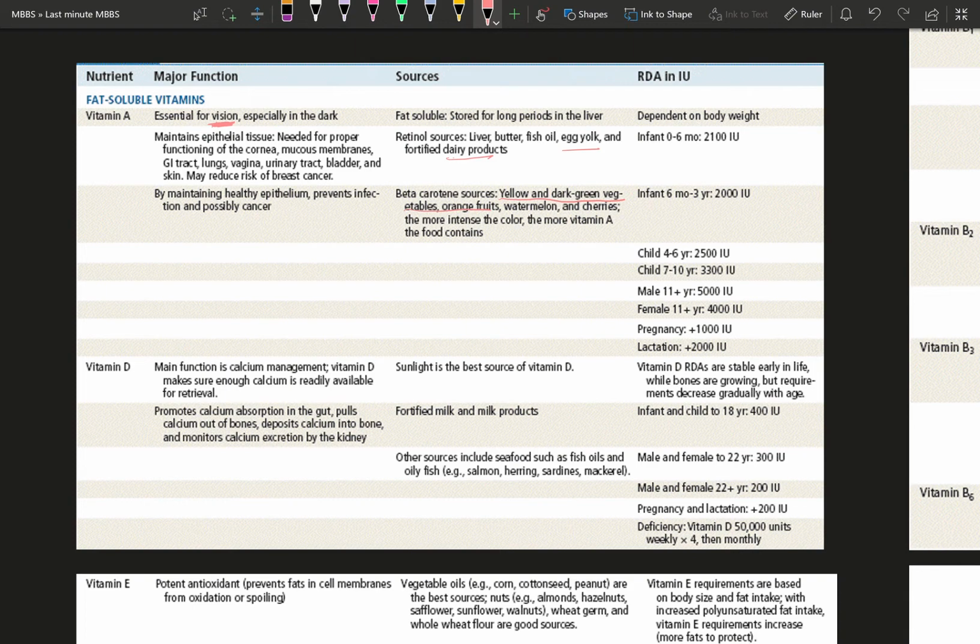Another function of vitamin A would be to maintain healthy epithelium and prevent infection. So this is a general trend among many vitamins. They help in preventing infection.